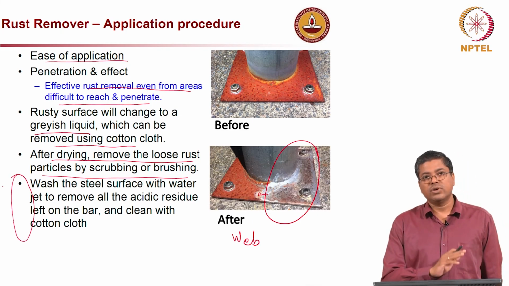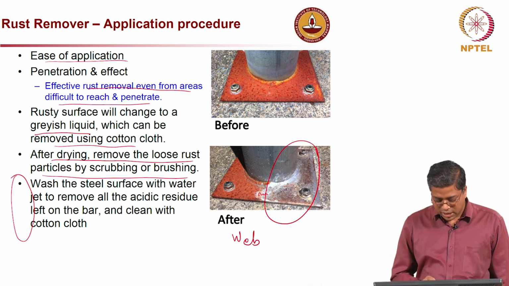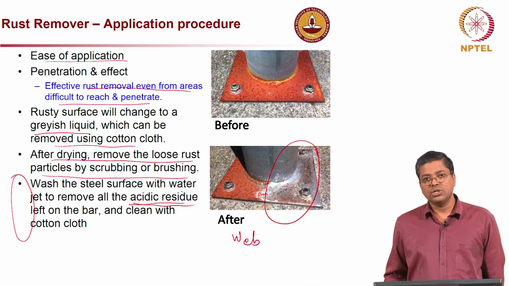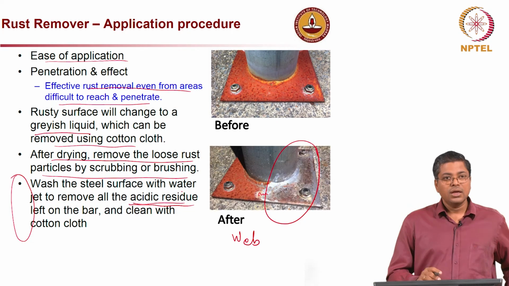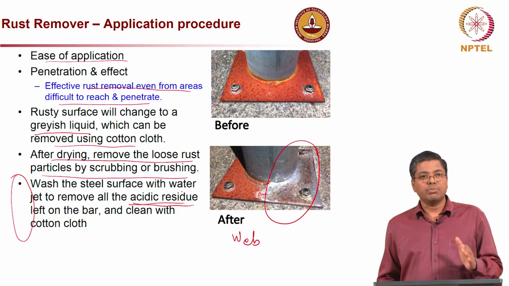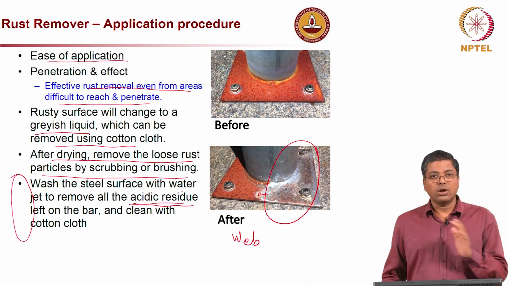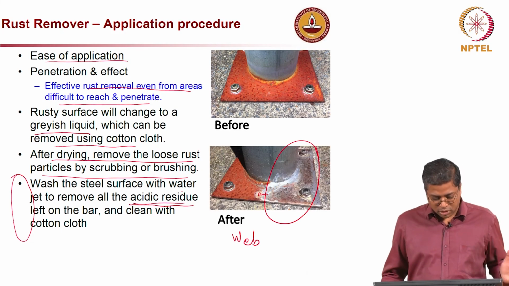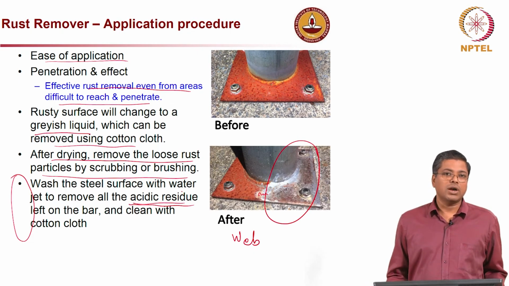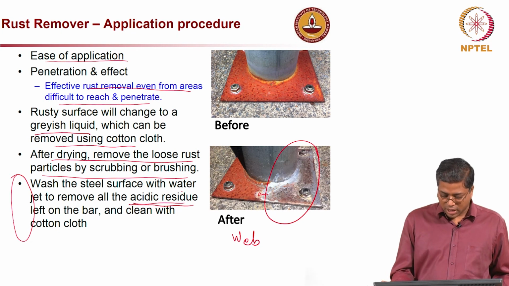Wash the steel surface with a water jet. Why? Because these types of chemicals are essentially acidic in nature, and you do not want to leave any acidic residue on the steel surface. So cleaning is very important when you talk about rust removers. They are not supposed to stay on the steel surface for a long period, or beyond cleaning. After removing the rust, they need not be there. So it has to be water washed very well, so that future corrosion will not happen.